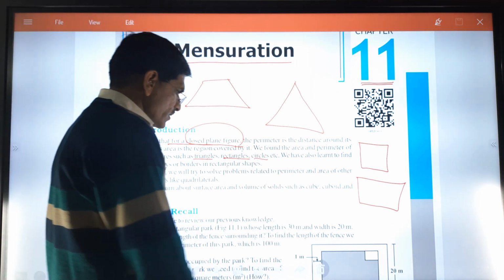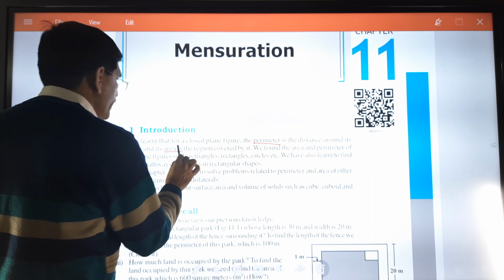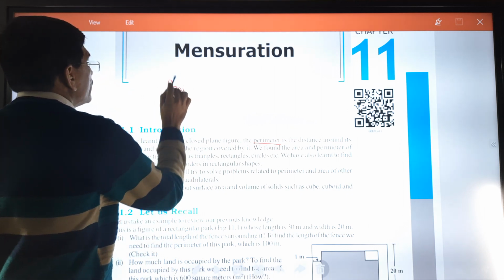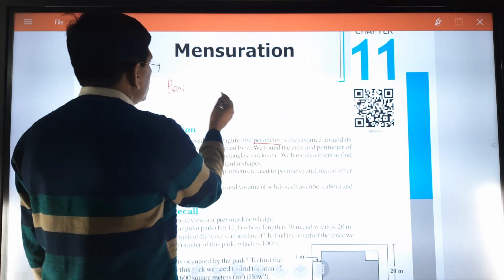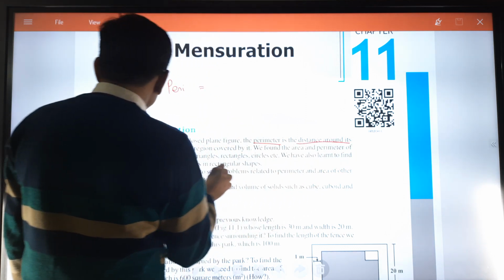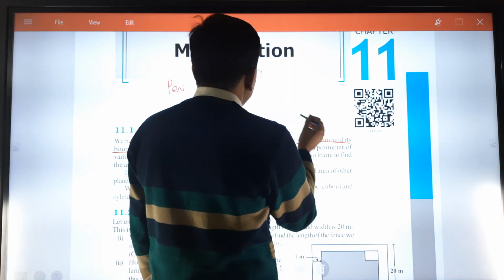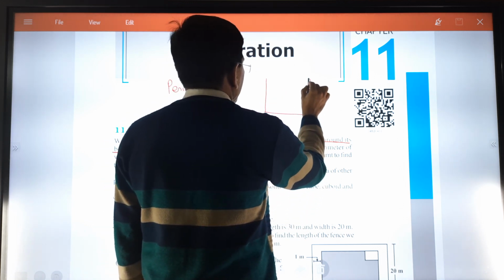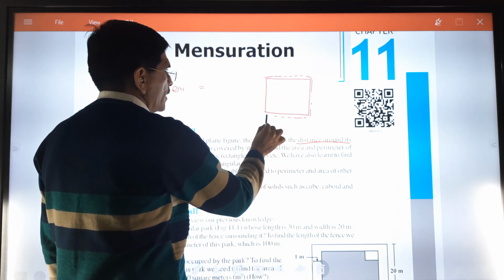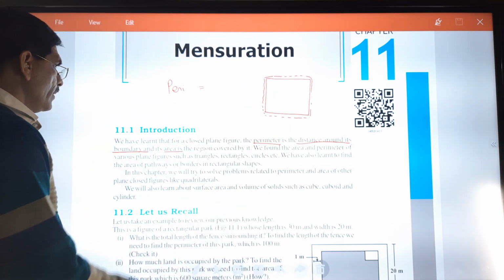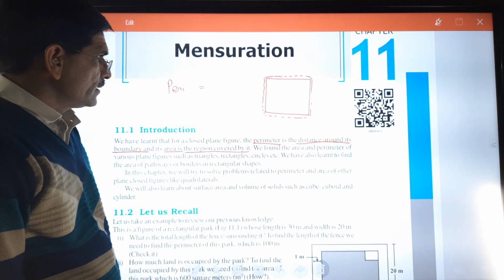We want to discuss perimeter and area. The definition of perimeter is the distance around its boundary. Distance around its boundary, we can say, is the perimeter. Now, area is the region covered by it.